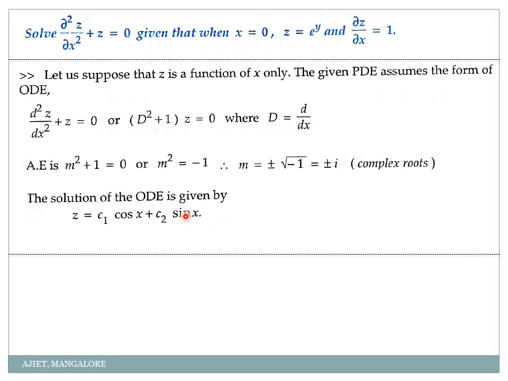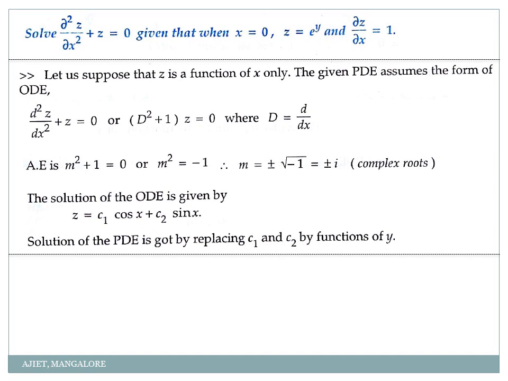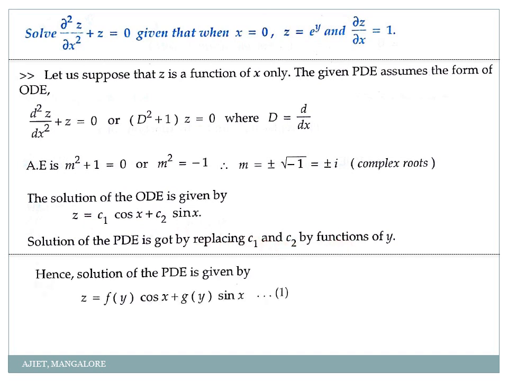After this step, now what are my constants actually? See, if your function is of x, which is constant? Always z is a function of x and y. So if your variable is x here, the constant is y. So these constants c1 and c2, I will replace with f of y and g of y, functions of y. Okay. See here, the solution of PDE is got by replacing C1 and C2 by functions of y.